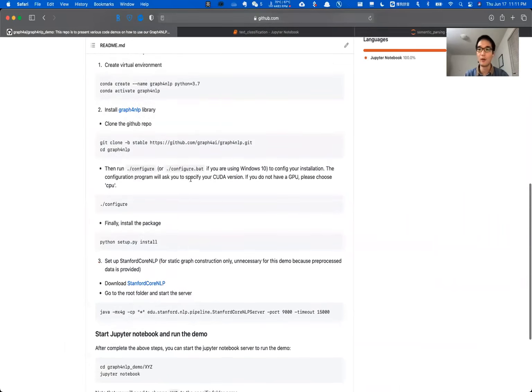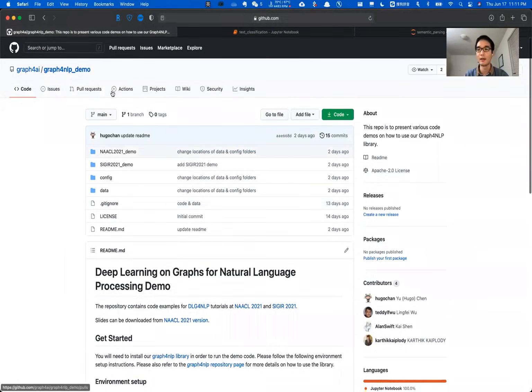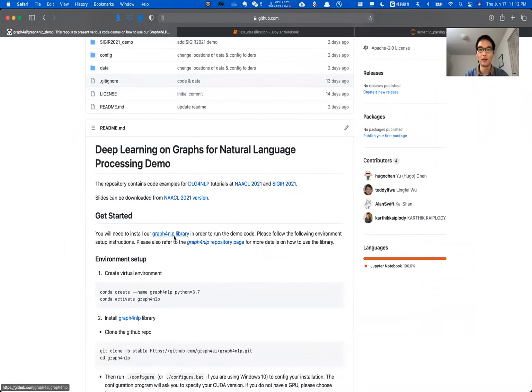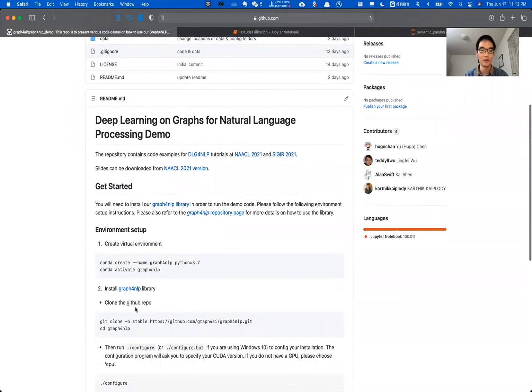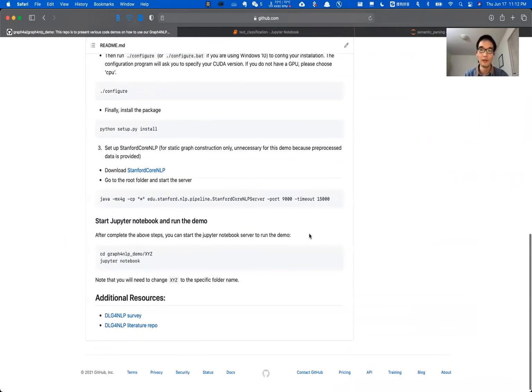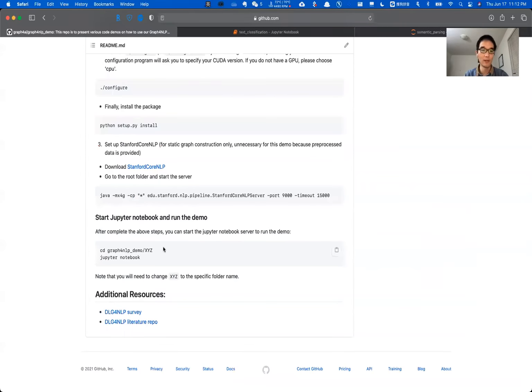So here's our Graph4NLP demo repository on GitHub. In order to run the demo code, you will need to first install the Graph4NLP library. Please follow the environment setup instructions here to install the library. And also, please feel free to refer to the Graph4NLP repository page for more details on how to use the library. Once you install the library, you can start the Jupyter notebook and run the demo. Here you will need to change the XYZ to the SIGIR2021 folder.